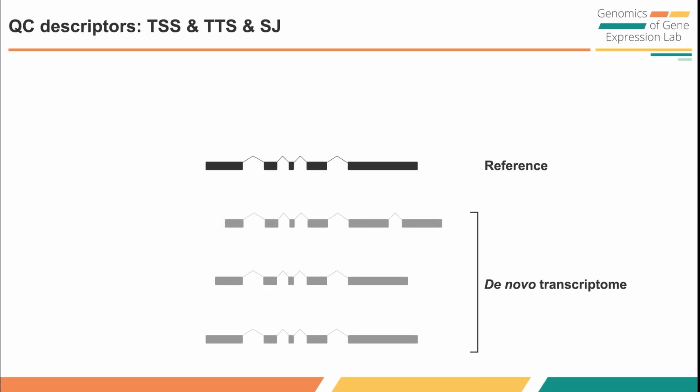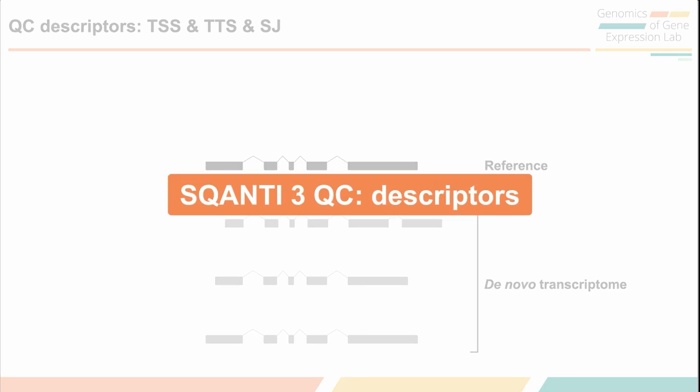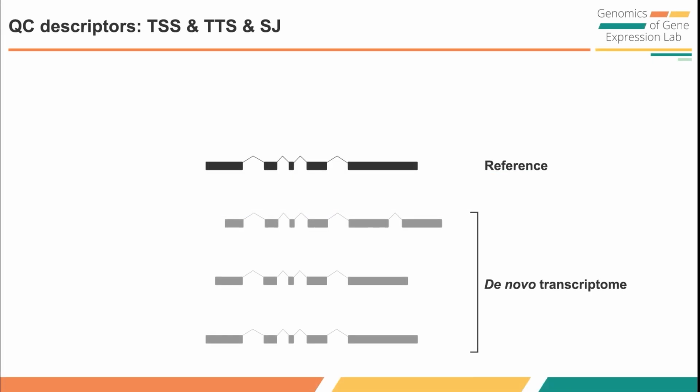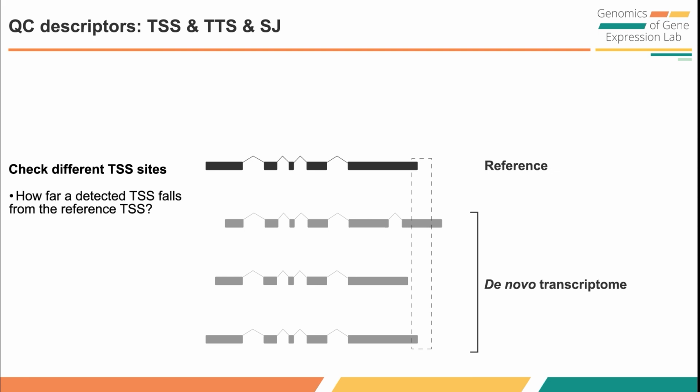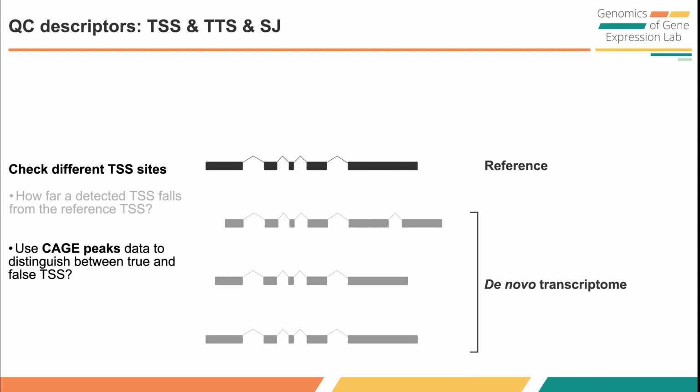Instead of classifying isoforms in different SQANTI3 categories, SQANTI3 has several quality control descriptors using additional complementary data. Let's first start with the quality control of the transcription start site. SQANTI3 checks how far a detected transcription start site falls from the reference transcription start site. Then, SQANTI3 uses cap analysis gene expression, or CAGE, peak data to distinguish between trustworthy and untrustworthy transcription start sites.